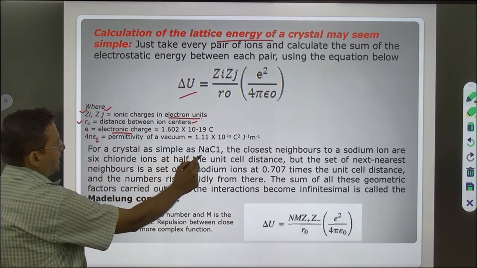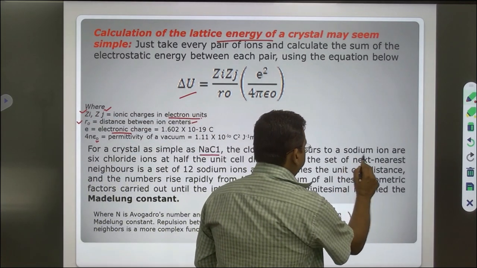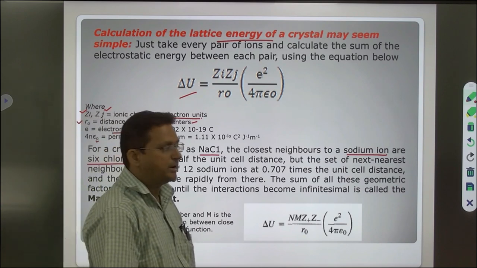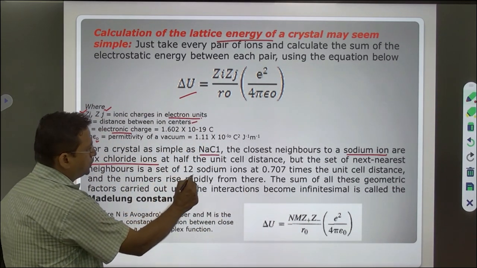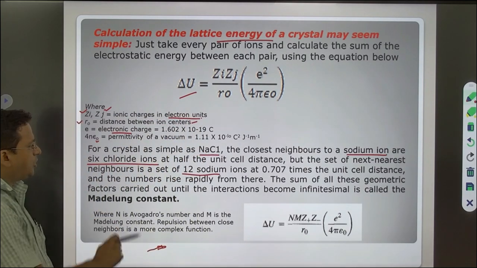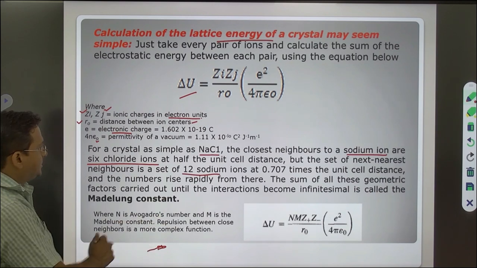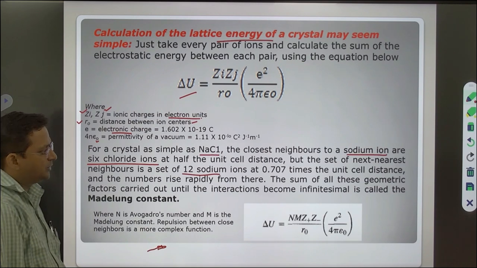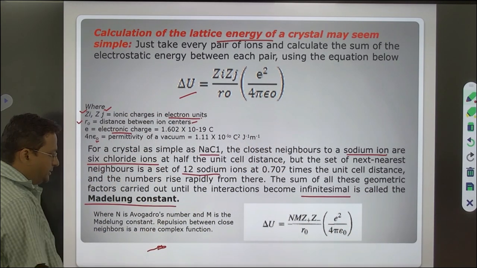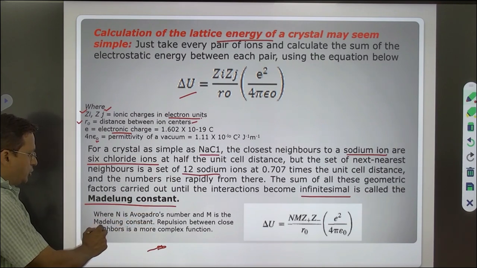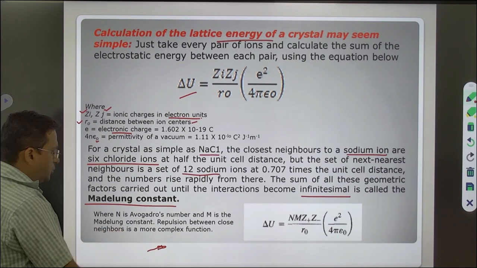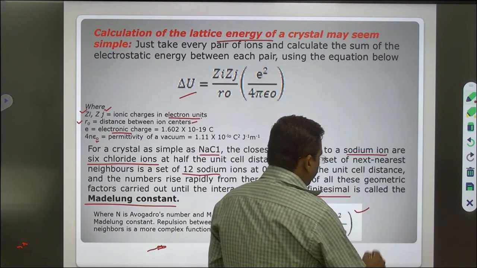For a crystal such as simple NaCl, the closest neighbors of a sodium ion are 6 chloride ions at half the unit cell distance. But the next nearest neighbor is a set of 12 sodium ions at 0.707 times the unit cell distance. The number rises rapidly from there, and the sum of these geometric factors is carried out until the interaction between ions is infinitesimal. This is called the Madelung constant, where N is the Avogadro number and M is the Madelung constant. Repulsion between the close neighbors is a more complex function. This is the function equation.